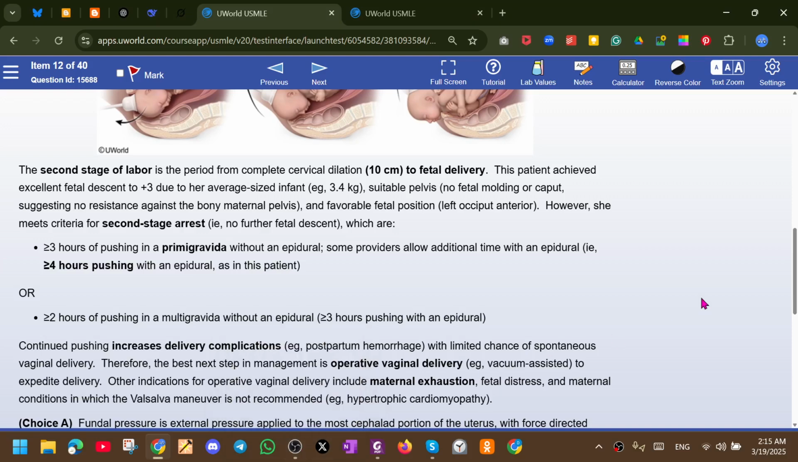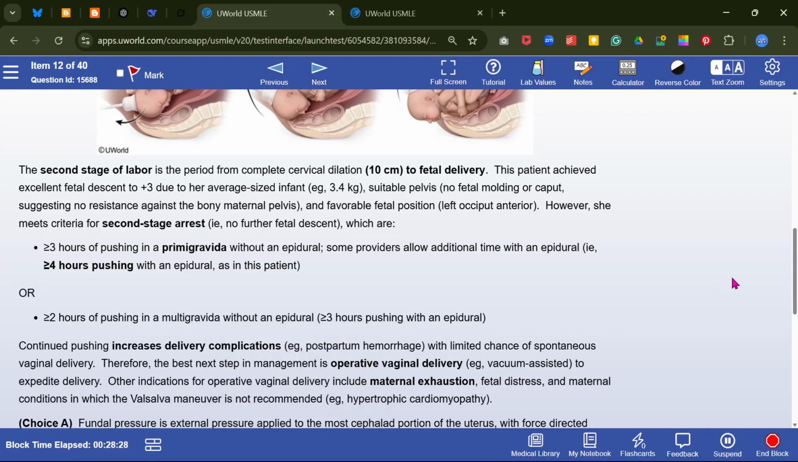Continued pushing increases delivery complications, such as postpartum hemorrhage, with limited chance of spontaneous delivery. Therefore, the best next step in the management is operative vaginal delivery, vacuum assisted, to expedite delivery. Other indications for operative vaginal delivery include maternal exhaustion, fetal distress, and maternal conditions in which Valsalva maneuver is not recommended.